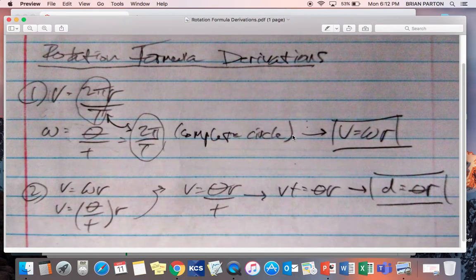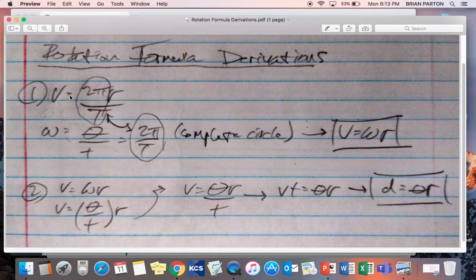v equals omega r, where v is linear velocity, omega, which remember is angular velocity, times radius. That's a pretty important formula that's kind of glossed over at times, but it's really helpful in determining some situations, like if you want to know linear velocity and you know these two. And this is kind of the basic derivation of it.